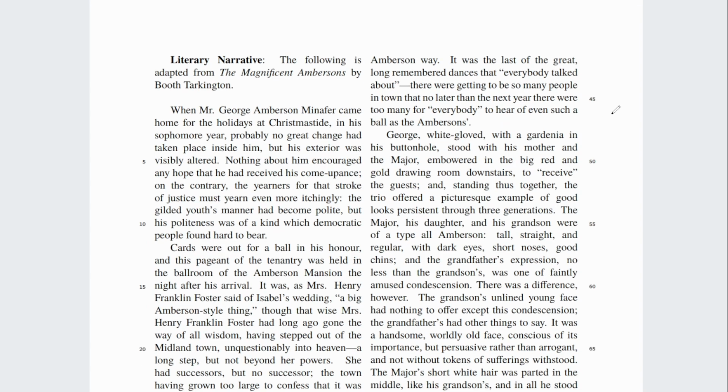So the literary narrative passage, number 1, which is adapted from the Magnificent Ambersons by Booth Tarkington. When Mr. George Amberson Minifer came home for the holidays at Christmastide in his sophomore year, probably no great change had taken place inside him, but his exterior was visibly altered. Nothing about him encouraged any hope that he had received his comeuppance. On the contrary, the yearners for that stroke of justice must yearn even more itchingly. The gilded youth's manner had become polite, but his politeness was a kind which democratic people found hard to bear.